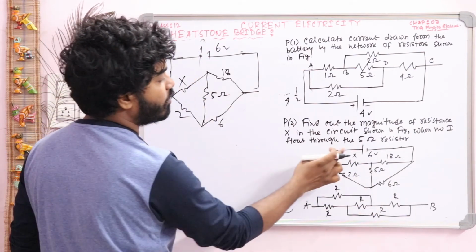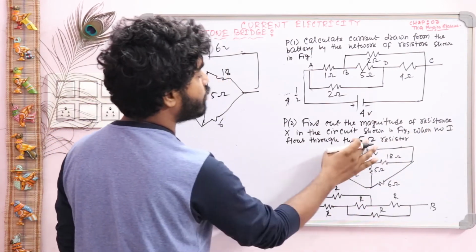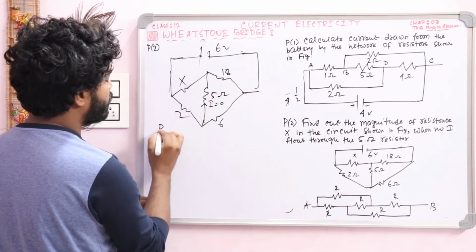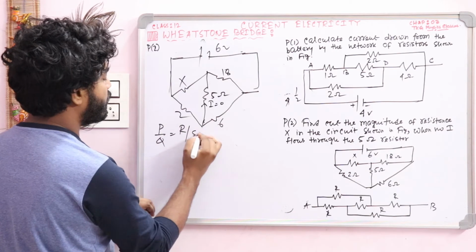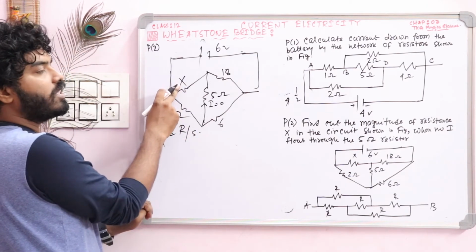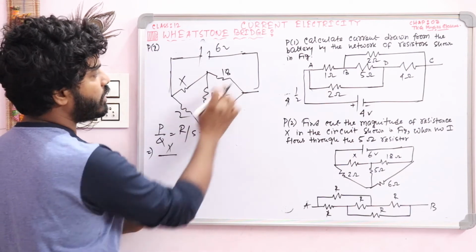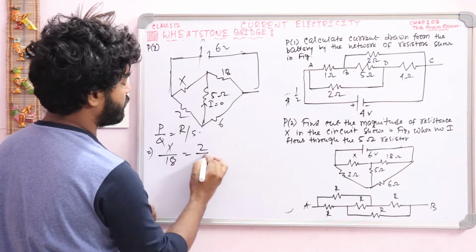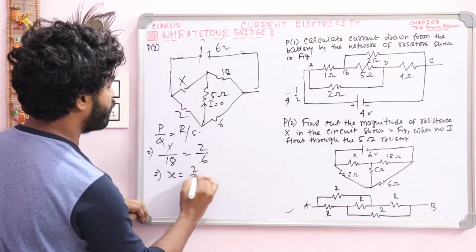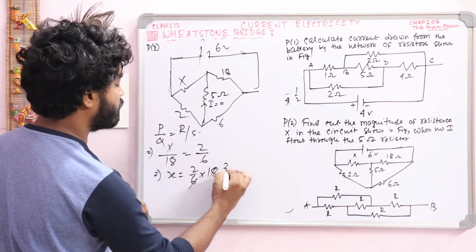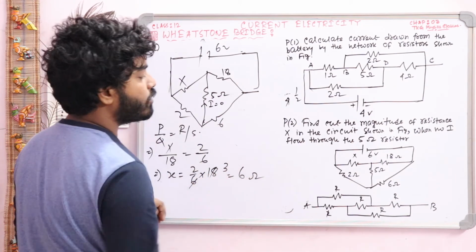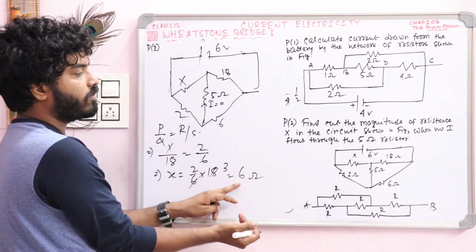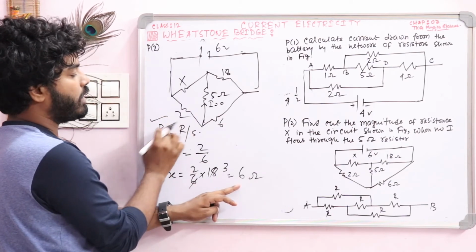Now you have to find out the value of x, and the condition given is when no current flowing through 5, I equal to 0, that means the balance condition, and balance condition means P by Q is equal to R by S. So write it down here. P, this one is P, x, Q, this one is Q, 18, R, that is 2, and S, that is 6. So x equal to 2 by 6 into 18, that is 6 ohm. So here the value of x, the unknown resistance, is 6 ohm, and we find out this value with the help of this balance condition, that is P by Q equal to R by S.